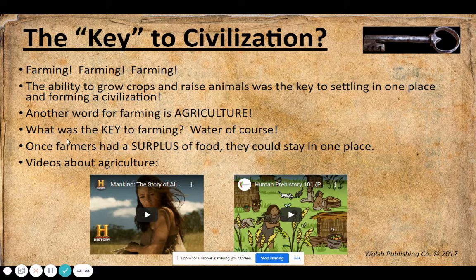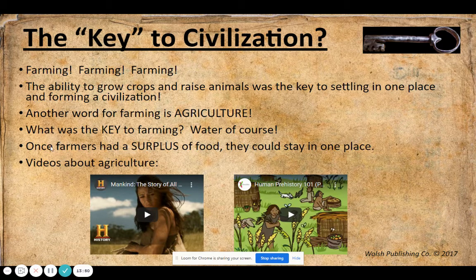What was the key to farming? Well, that was water. You can't have farming without water. So some people would call the key to civilization rivers. It really depends on how you look at it, because the key to civilization was farming and the key to farming were rivers. So in theory, the key to civilization was also rivers.